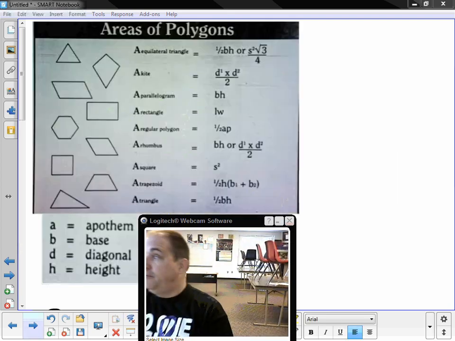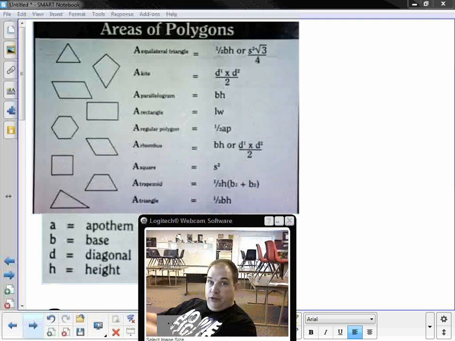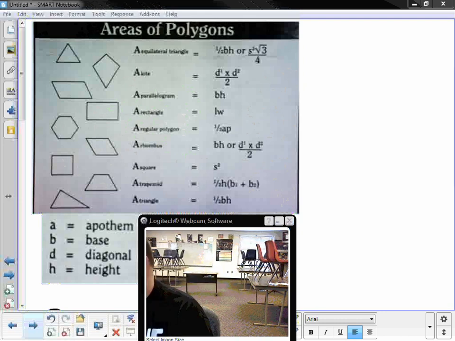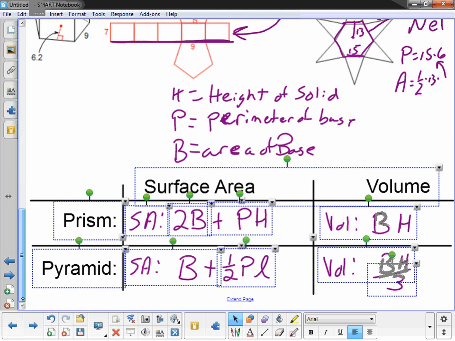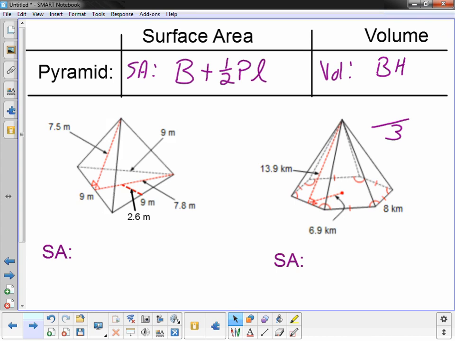We looked at the formulas for surface area, and we also looked at the general formulas for any prism and volume. Those are the general surface area formulas. So let's concentrate on just the pyramids themselves.